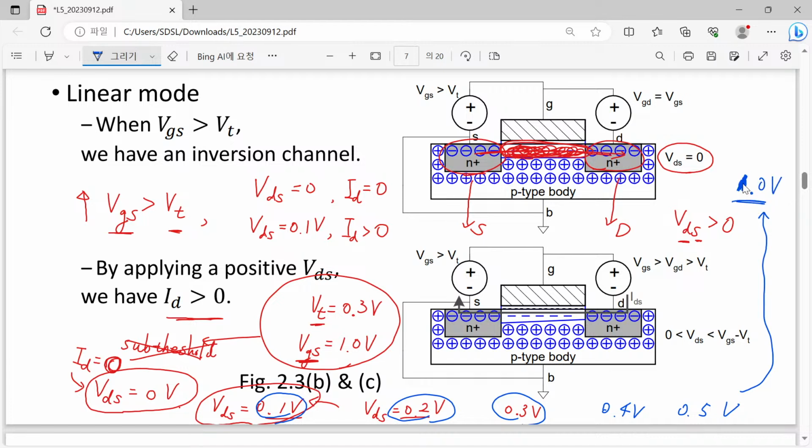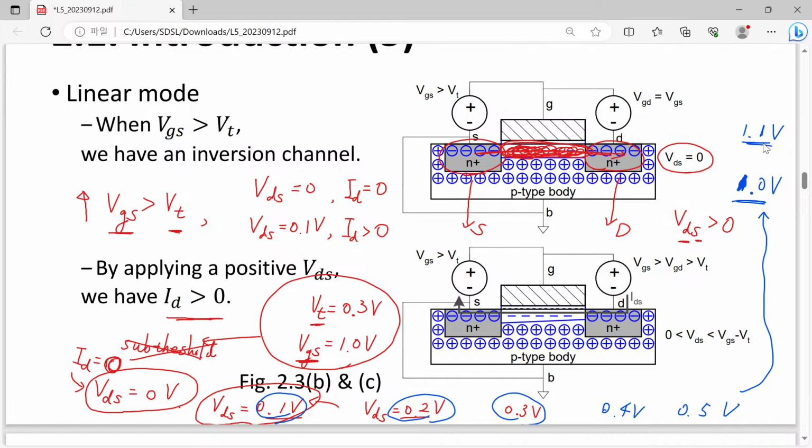Happen to be we have this value, and let's say that we have further increased 1.1 volt. Then what is your expectation about the relative magnitude of your drain current? Which one will show more current? Of course, still you will have more current in the case of 1.1 volt.